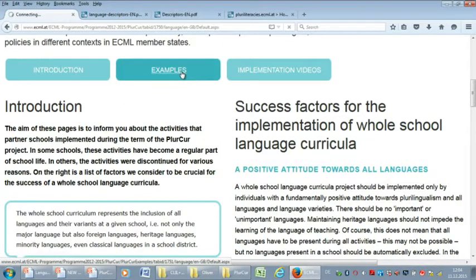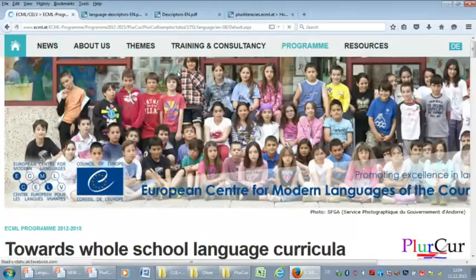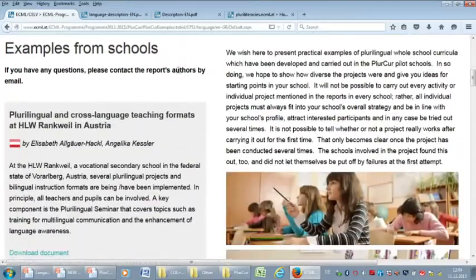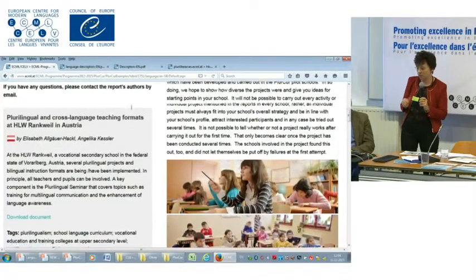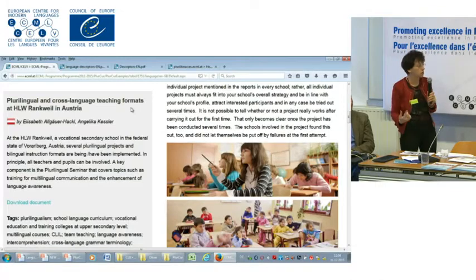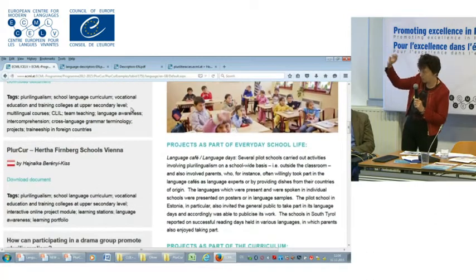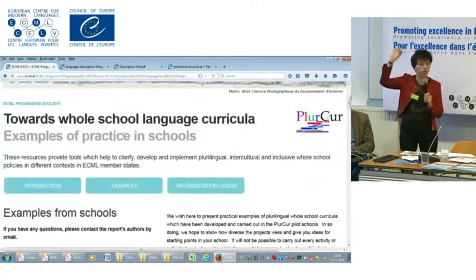So the reflections, the reports of the schools implementing their projects that was guided by the team of PlurCur, are all listed there. You can download the documents and read them, and you can see the variation of the projects on board. And then the last button, the third one, are the video links.